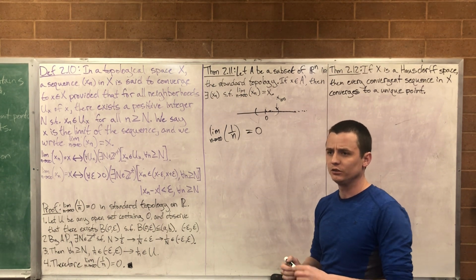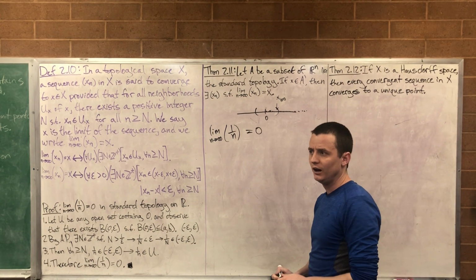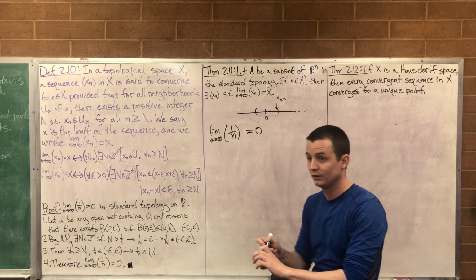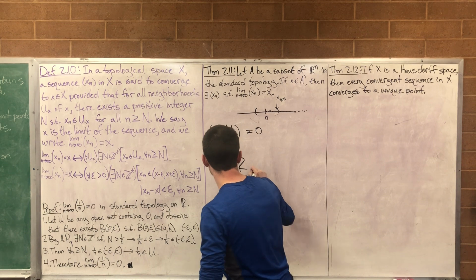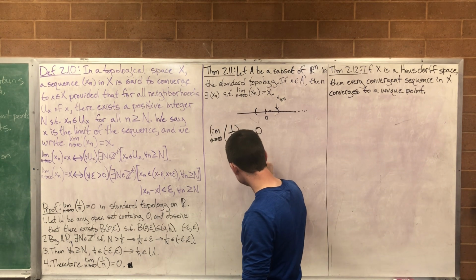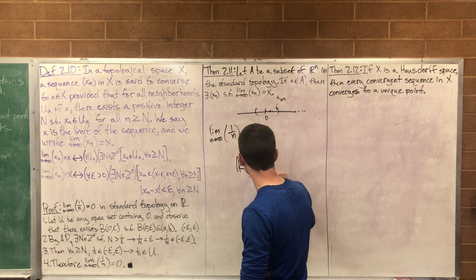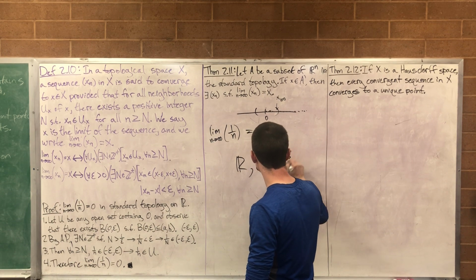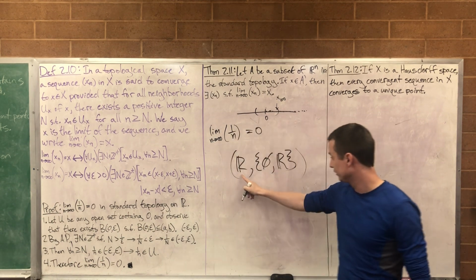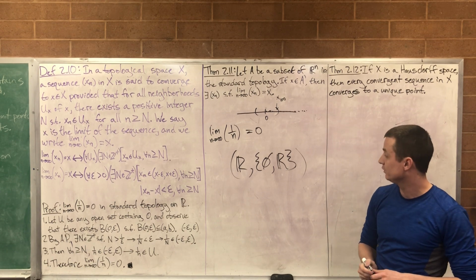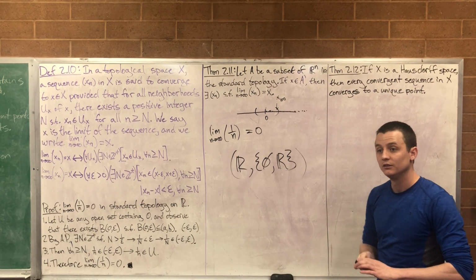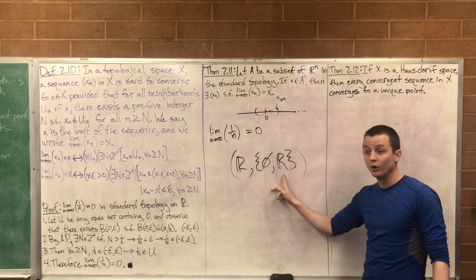I'll give you intuition for a topology where any sequence converges to anything. Let's do that one real quick. So I'll take the set R, and what topology will I give it? The trivial topology. So here's my topological space. Here's my set, here's my topology. Any sequence converges to any point, because there's only one open neighborhood.